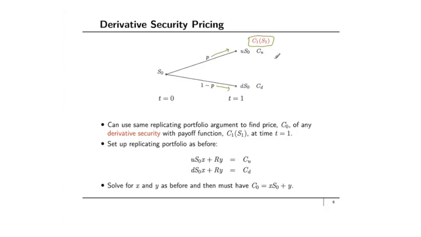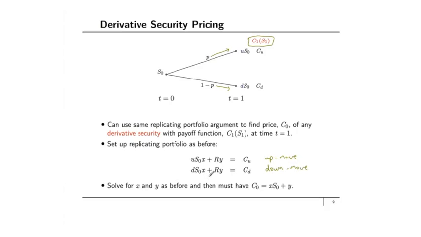How do we do that? Well, we purchase X units of the stock, and we invest Y dollars in the cash account. Or if you like, we purchase Y units of the cash account, assuming the cash account is worth $1 at t equals 0. So what we do is we set up our two equations in two unknowns. This is the payoff of the derivative security in the event of an up move here on the right-hand side. And this is the payoff of the derivative security in the case of a down move. And these are at t equals 1.